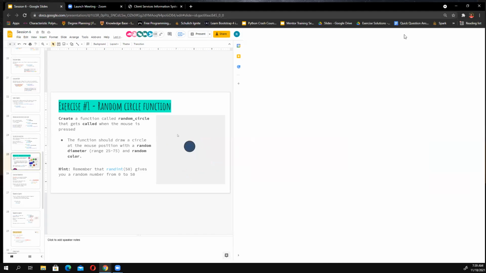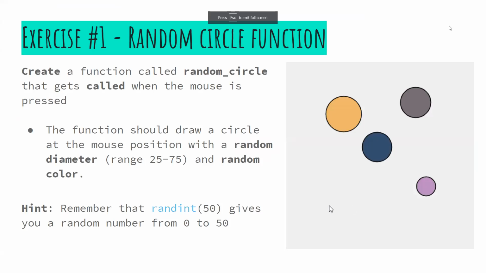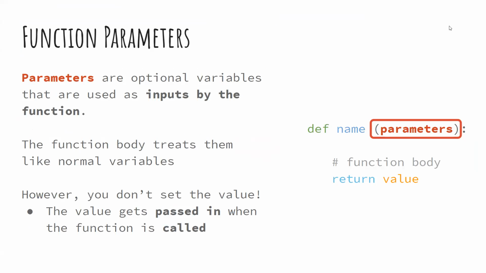Okay, so moving on, let's actually now deal with parameters. In the first exercise, we didn't have to deal with parameters. Now, parameters are optional variables that are used as inputs by the function. The stuff that we write inside of the parentheses. The function body treats them like normal variables. However, you don't set the value; it gets passed in when the function is called.